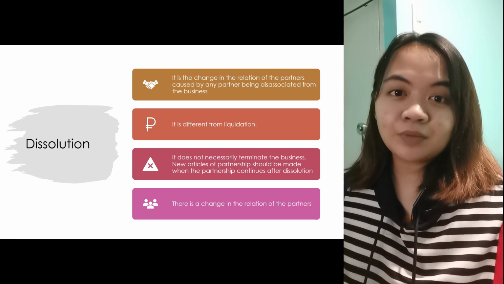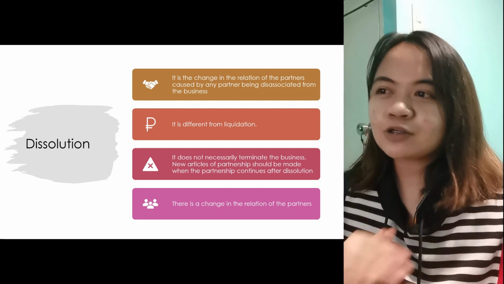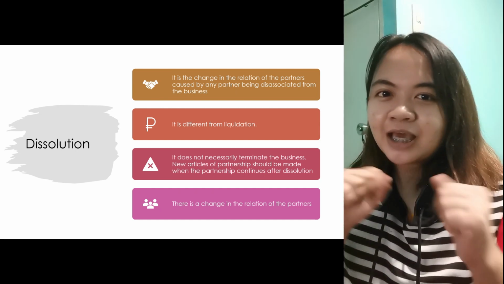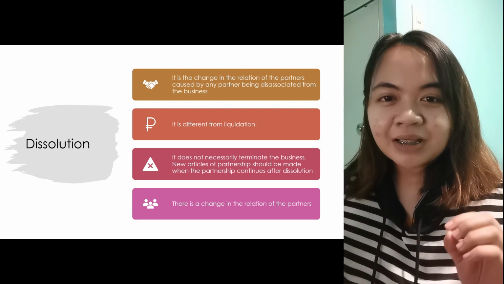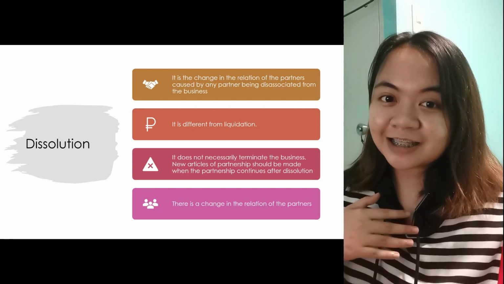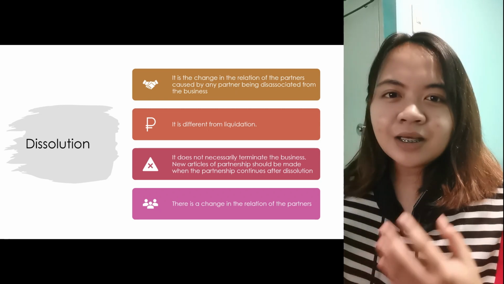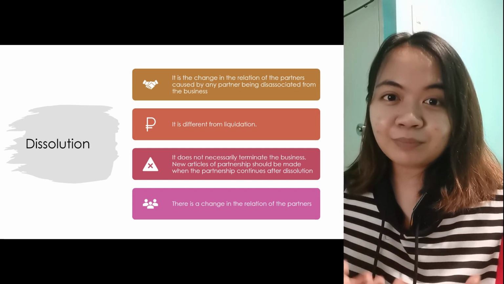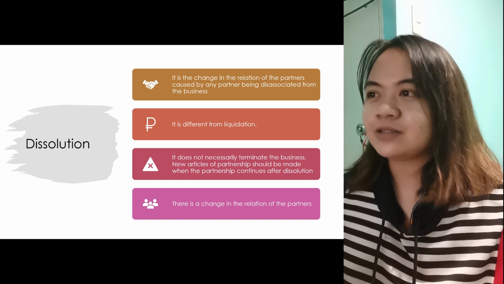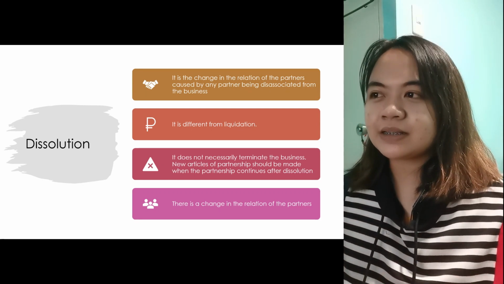It is different from liquidation in a sense na liquidation is actually the termination of the business, wala na, break na. Okay, ayaw na namin, wala nang tuloy-tuloy ito. So, yun yung partnership liquidation, yun yung didiscuss natin sa sunod: how to terminate a partnership. Dito naman, what if nag-change yung relations, what will we do? Paano natin i-account yon? Okay, so yan. It does not necessarily terminate the business.